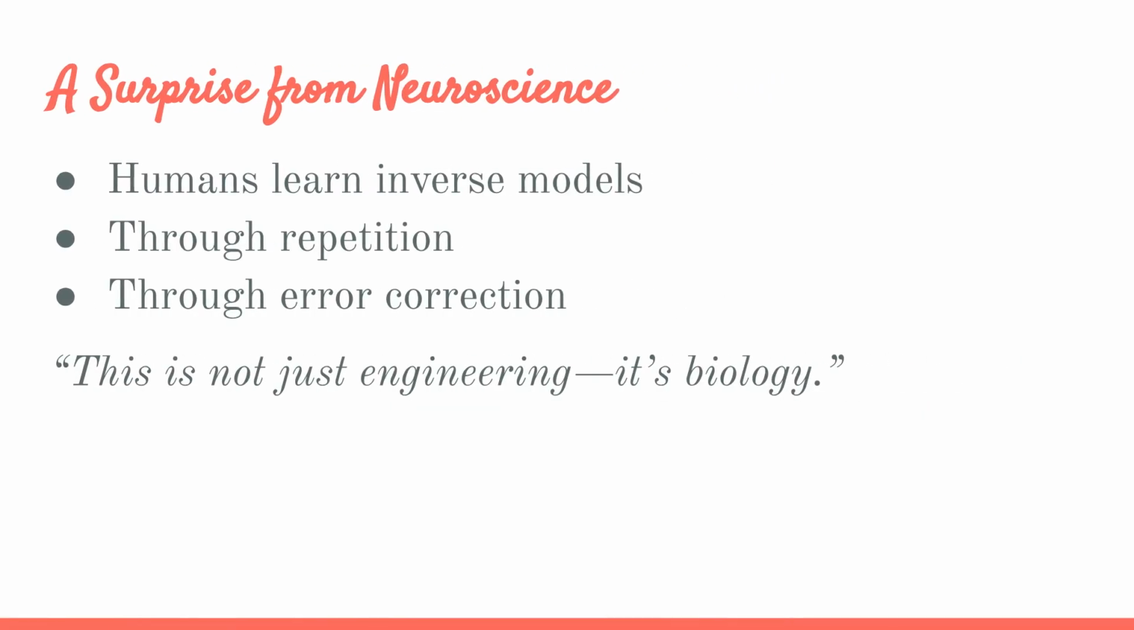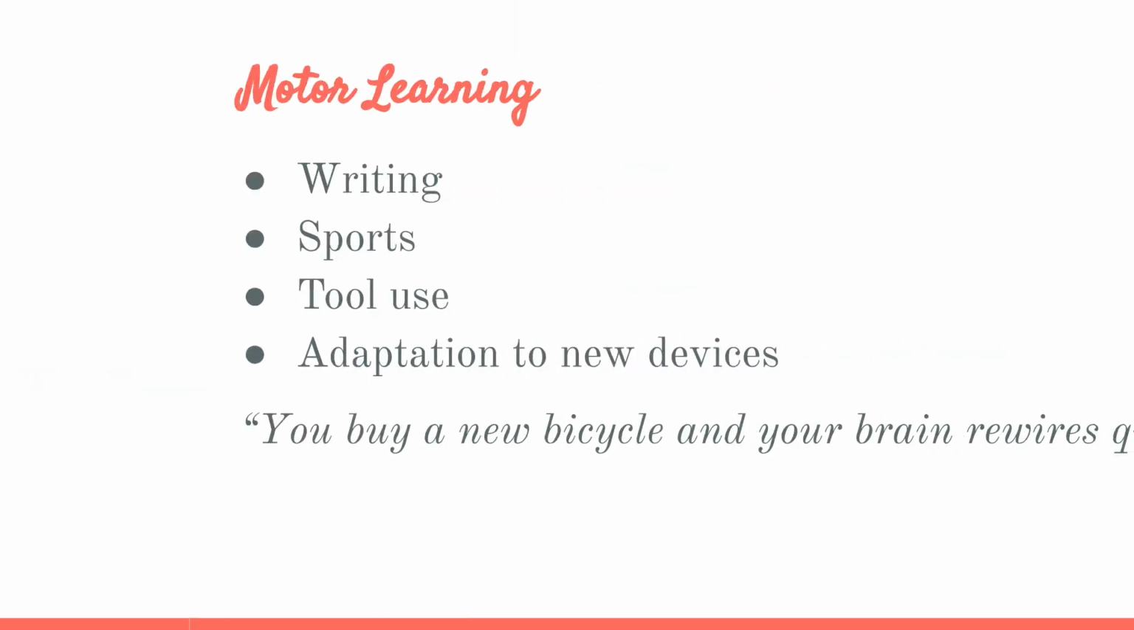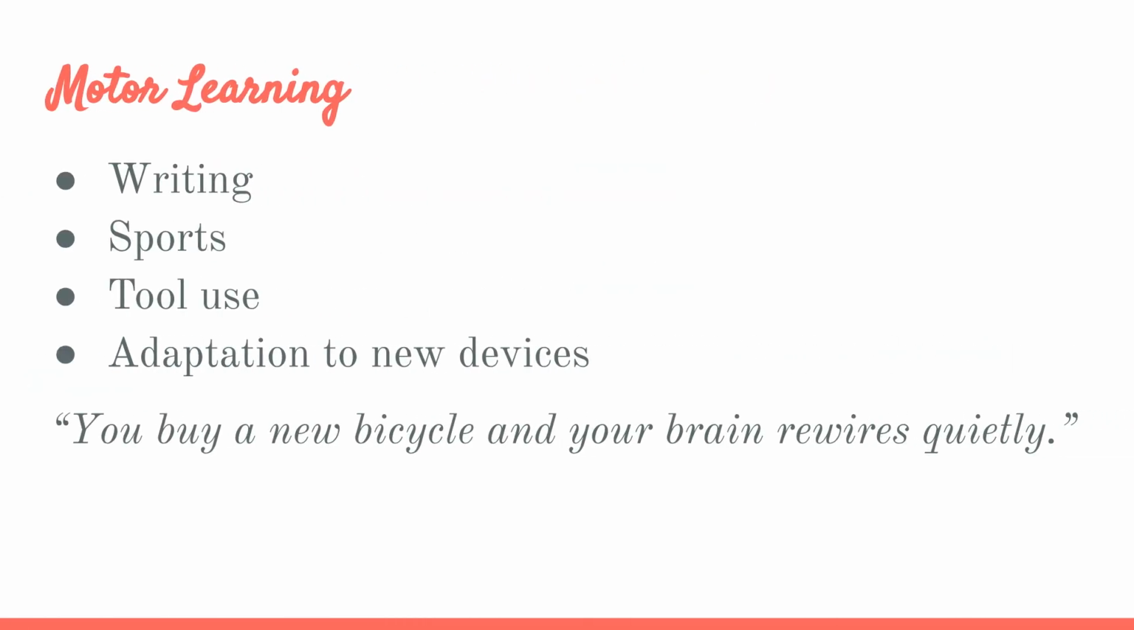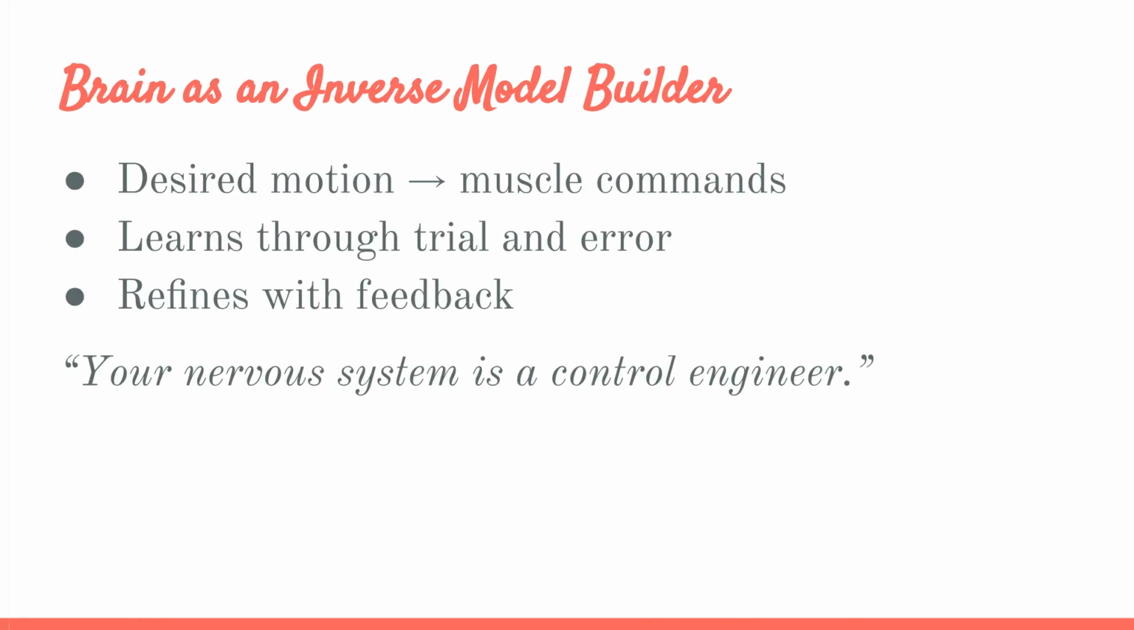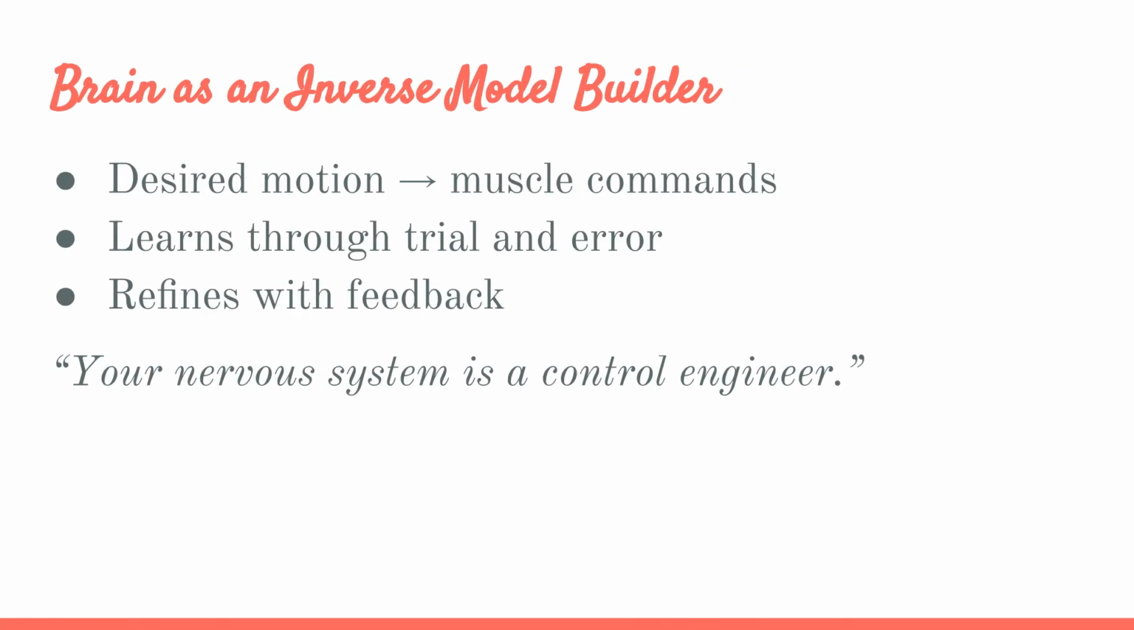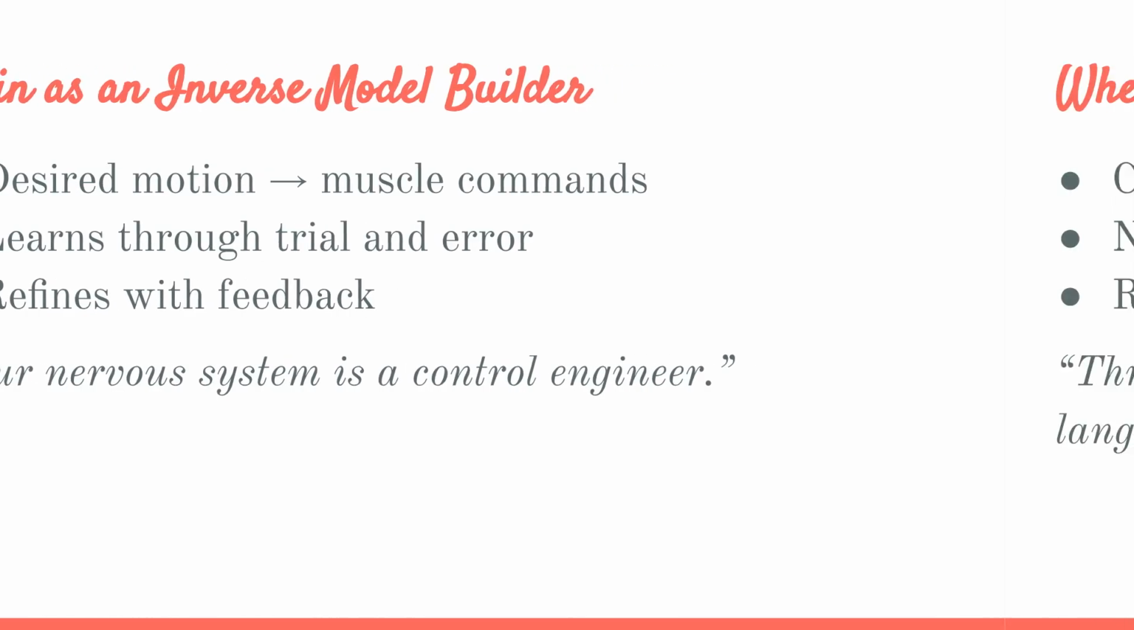Neuroscience offers a surprise. Humans learn inverse models through repetition and error correction. This concept is not only engineering, but also deeply embedded in biology. Motor learning, seen in writing, sports, and tool use, involves adaptation to new devices. When you get a new bicycle, your brain quietly rewires to accommodate it. The brain acts as an inverse model builder, mapping desired motion to necessary muscle commands. It learns through trial and error and refines itself with feedback. Your nervous system is a control engineer.